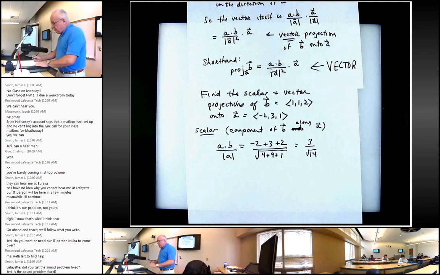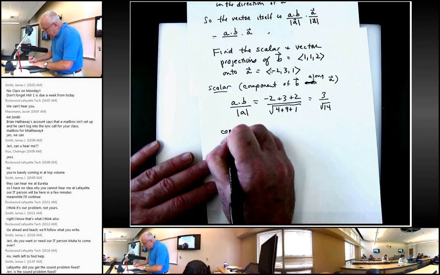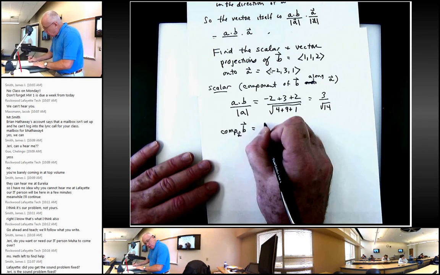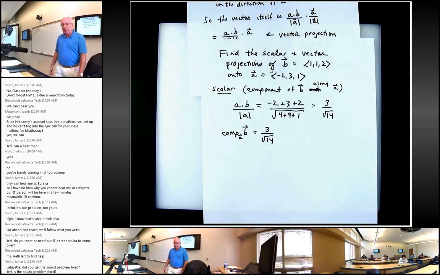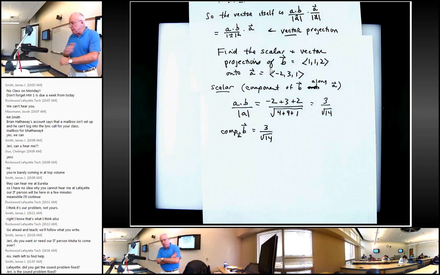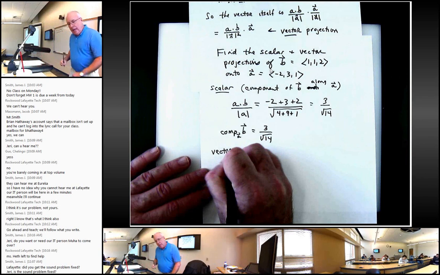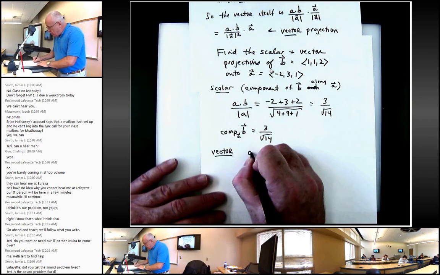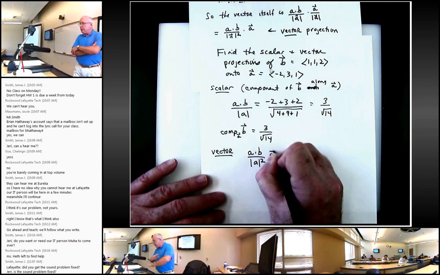So therefore we can write here that the component of B along A is equal to 3 divided by the square root of 14. It's a scalar. Now let's figure out the vector projection. So let's do the vector part of it. And remember the formula for that is A dot B over the magnitude of A squared times the A vector.